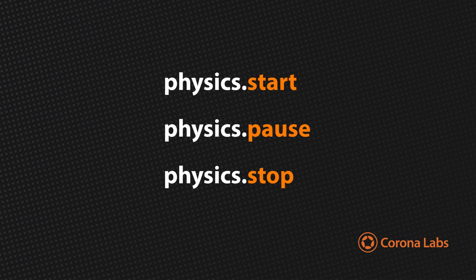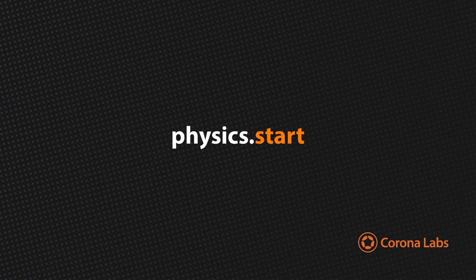The following functions start, pause, and stop the physics simulation. Physics.start either initiates or resumes the simulation if it's paused. Physics.pause pauses a physics simulation and should be used when you want the ability to continue accessing your physics world at some point in the future. Physics.stop is treated as a request to destroy the physics world. If you merely want to pause the physics engine, use physics.pause.